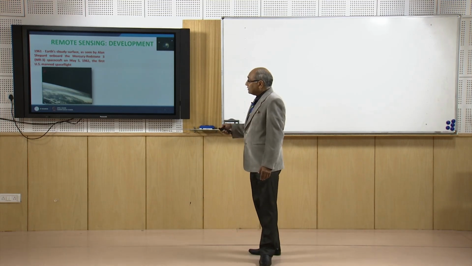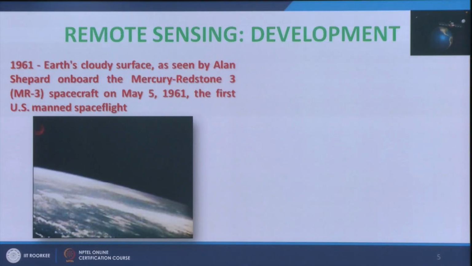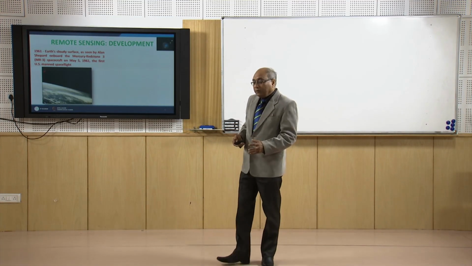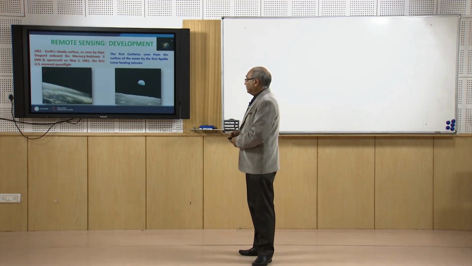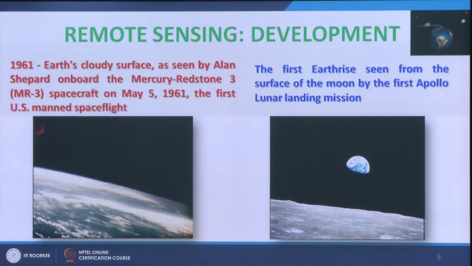In 1961 the earth was photographed from the Mercury Redstone 3 spacecraft on 5th May 1961, which was the first US manned space flight. So, in this space flight there was a man, an astronaut, and he took the photograph. Later on, other missions, like the Apollo lunar landing missions, took photographs not only of the earth but also of the moon.